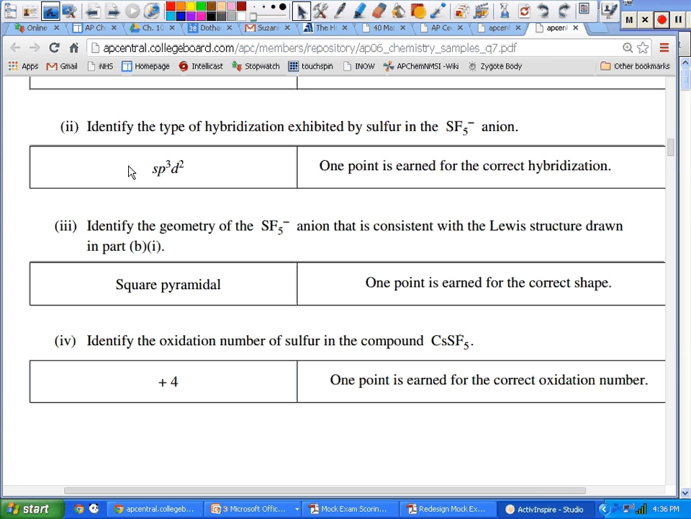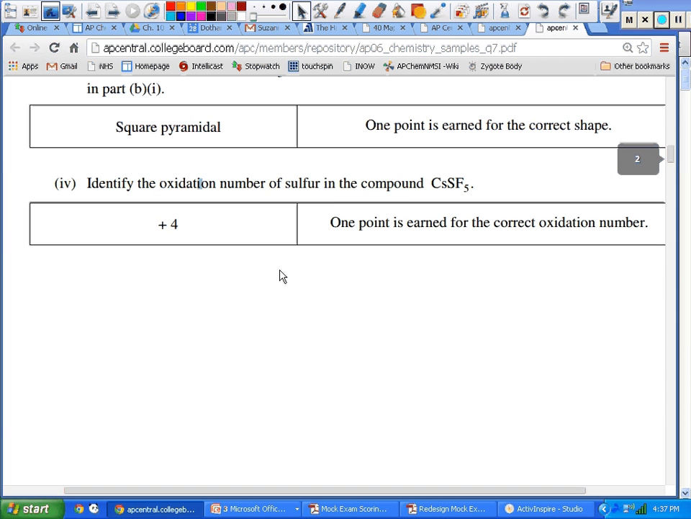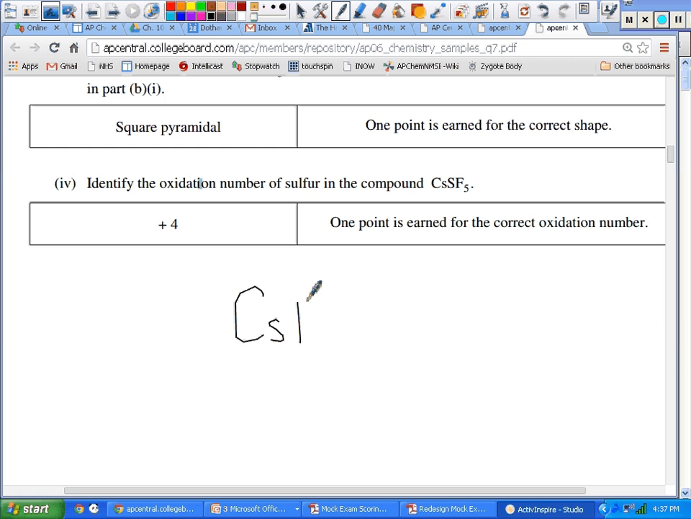And then identify the oxidation number of sulfur in that compound. Okay, how do we figure that out? Oh, it'd help if I would write the formula, right? Come on. CsSF5. All right, you got the first part right. Set it equal to what? Zero. It's neutral.